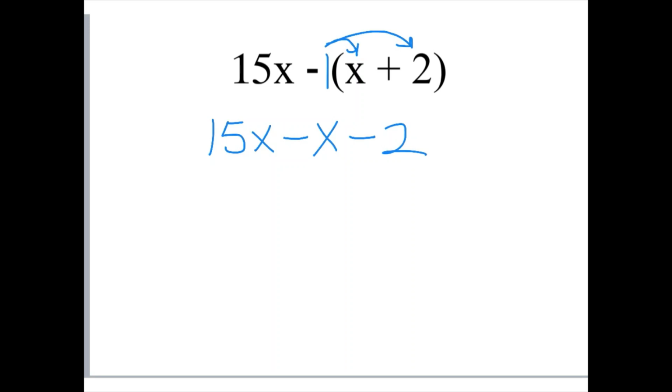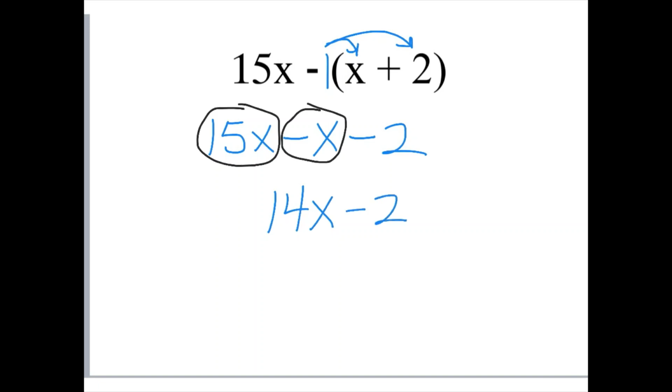Well, now I'm going to look at it and say, okay, I've got some like terms here. I have an x and a negative x. And then what is that? Well, 15x minus an x is 14x. And then I'm going to tack on the minus 2. And let me tell you, if you can get it down to this spot instead of what you saw at the beginning, that's going to be an equation that's much easier to solve.